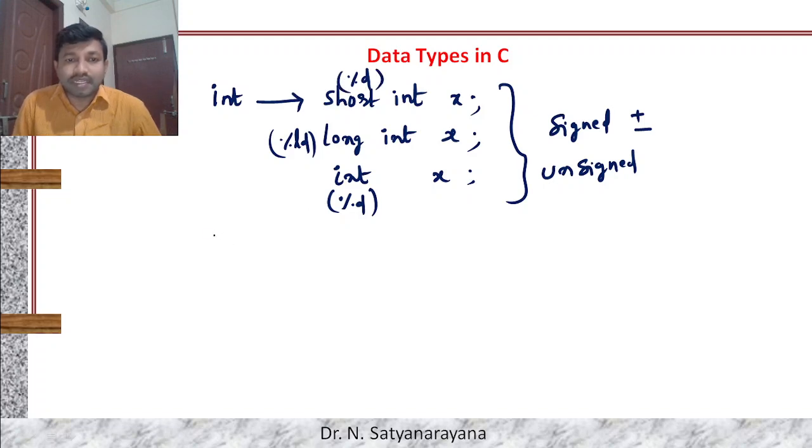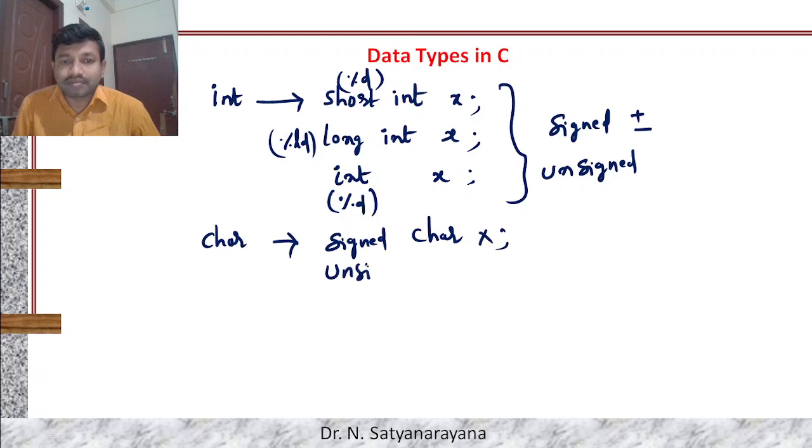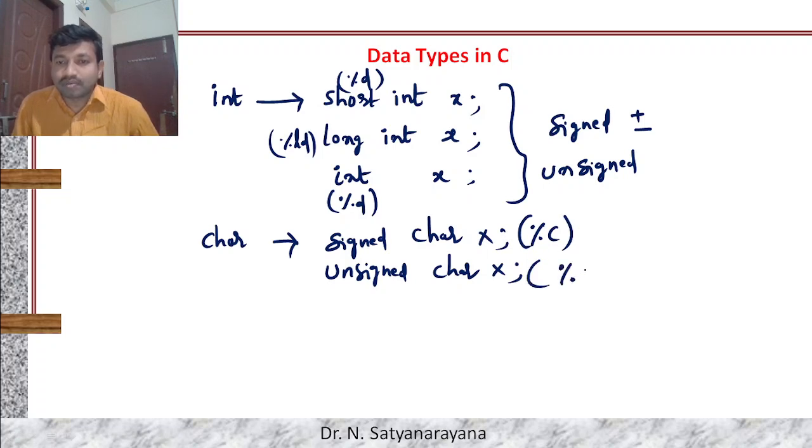In a similar way, in char we have signed char x and unsigned char x. What does it mean? You can use percentile c to print or scan the value of the character; the format specifier used is the same whether it is signed or unsigned. So percentile c. In fact, what is the point of writing signed and unsigned before the char?